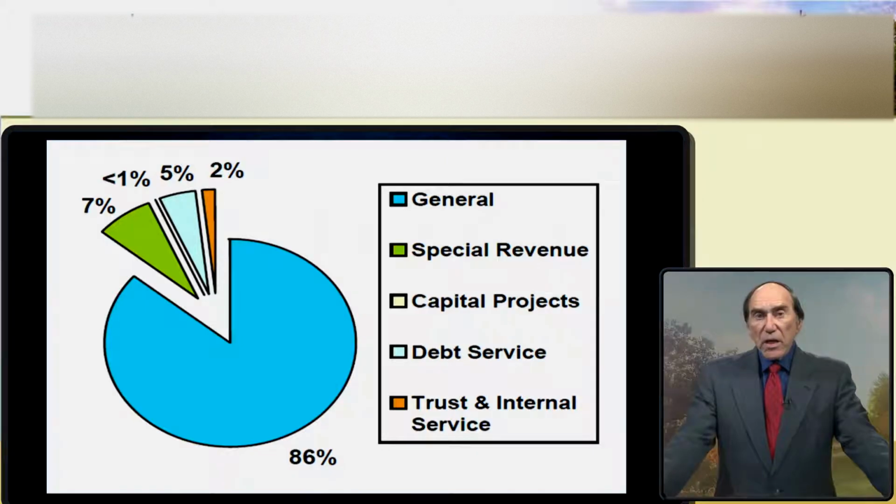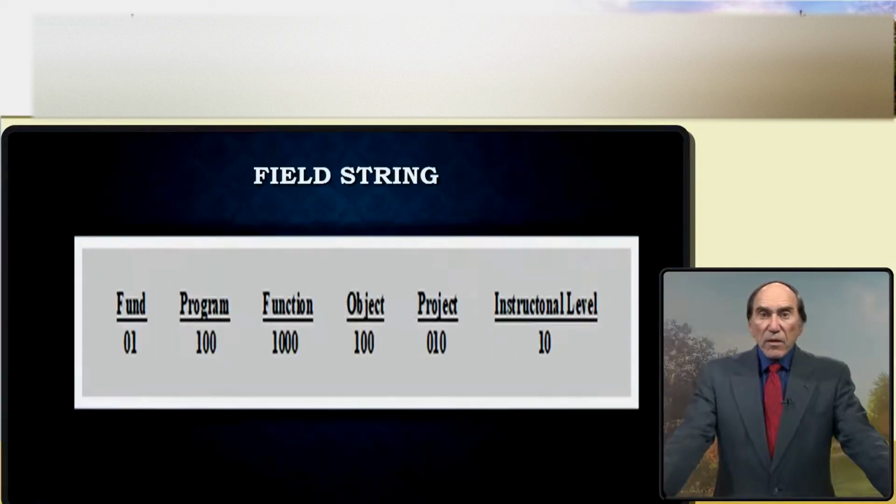This chart illustrates the proportion of revenue in each fund, with the general fund the largest by far. The field string explains every transaction in accounting terms, and each line captures a specific description regarding a transaction. This graphic with the federal codes illustrates the field sequence with corresponding codes from the broadest operational category, which is the general fund, to the narrowest, which is the instructional level.